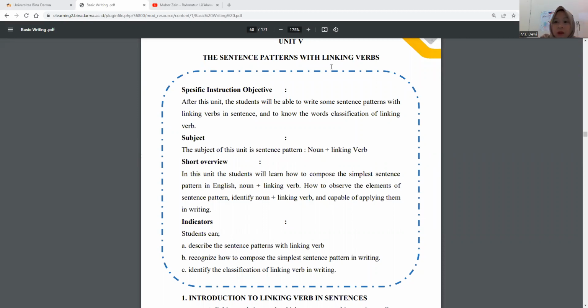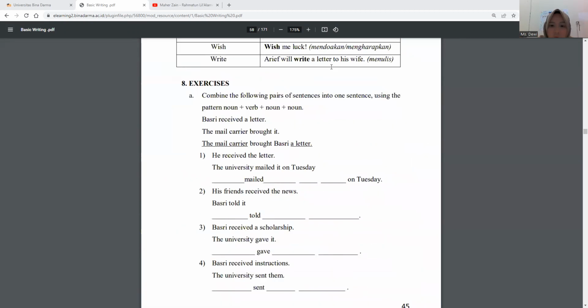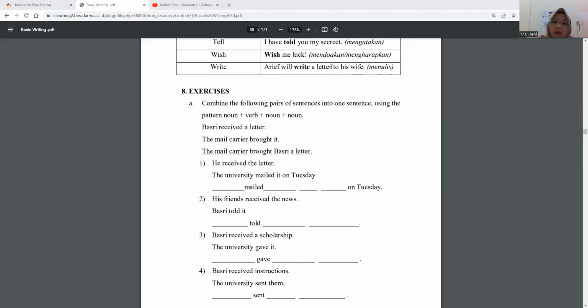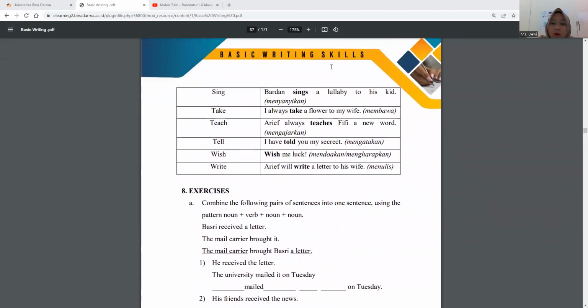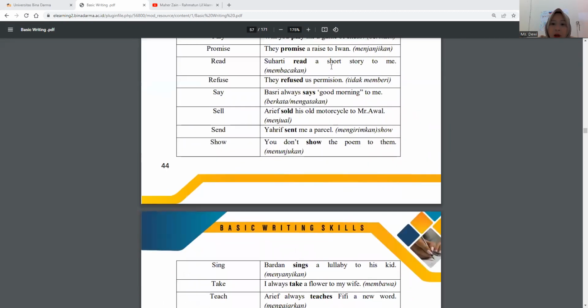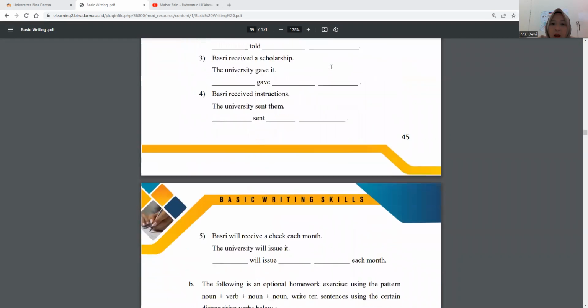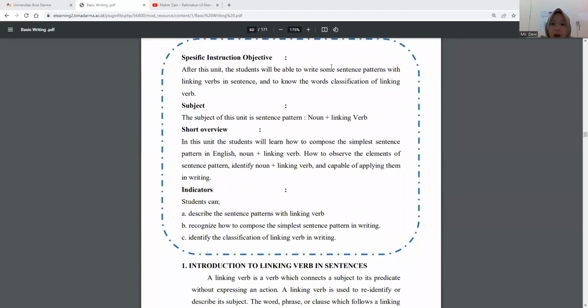Today in our basic writing class, we're going to learn Unit 5. The title is The Sentence Patterns with Linking Verbs. Probably last week you have already learned about sentences with two objects, and how to write compositions by using those patterns. And this chapter is about sentence patterns with linking verbs.